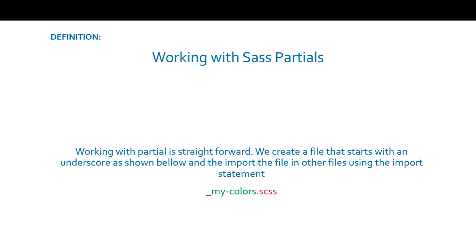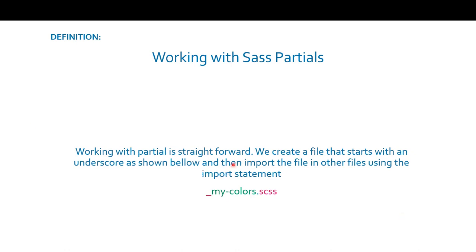That's basically what we do. We create a file like this. This is our partial file, and then we import this file in other files. If you are working with a large project, you split things up. If I'm working on a large Sass project and I want to split it into chunks of components, then I will put them in partial files. A partial file is a file that starts with an underscore that I can import into other files. There's nothing too complicated here.